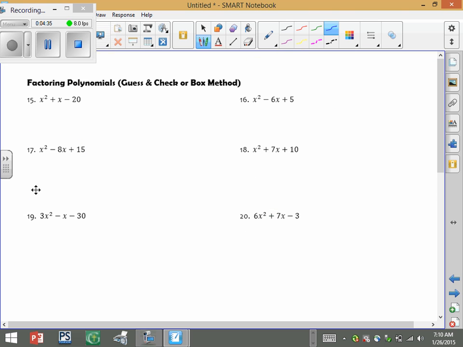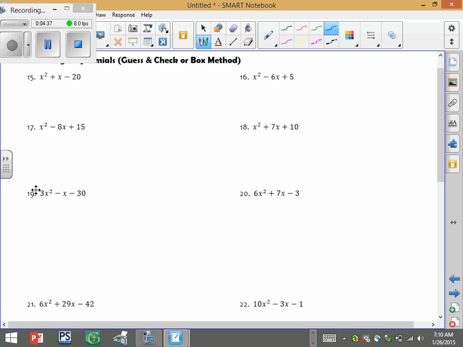Right. Now when you turn the page, this is where you start to factor using the guess and check or the box method. When there's no term in the front, remember you can just say, all right, we need things that multiply to be negative 20 and add up to be 1. So multiply to be negative 20, that'd be 5 and 4. The 5 needs to be positive, and the 4 needs to be negative.